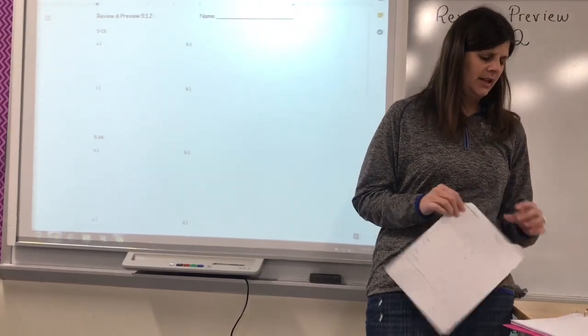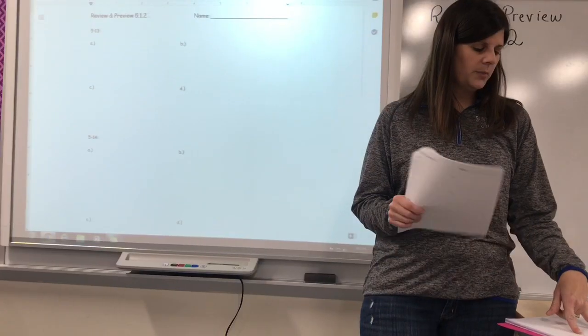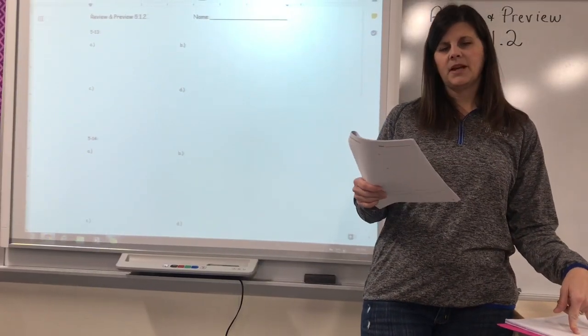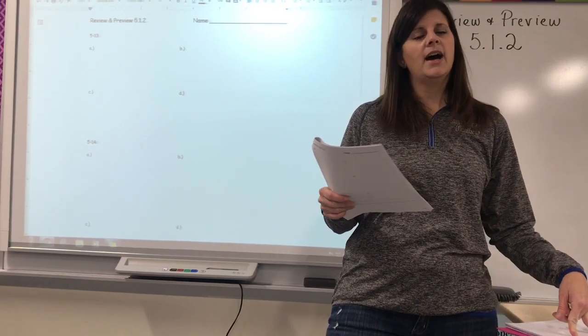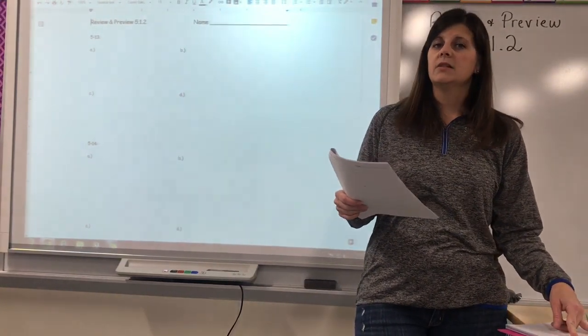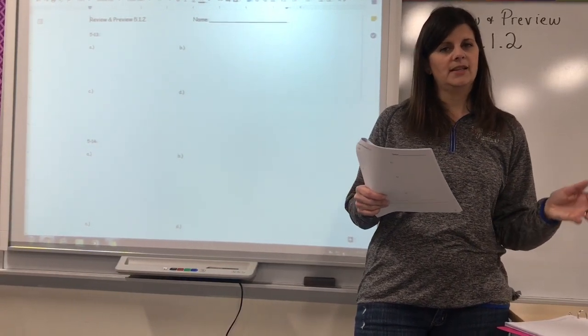Question 17. If it's a mixed number, I have to change it to an improper fraction. And if it's an improper fraction, I have to change it to a mixed number. So for parts A and C, I'm going to start with denominator times the whole number, and I add on the numerator. That gives me the numerator of my improper fraction, and then my denominator will stay the same.